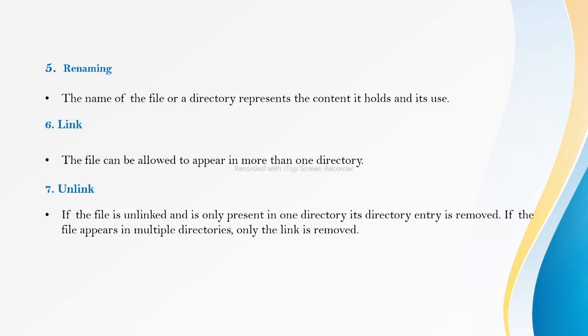In the link operation, a file can be allowed to appear in more than one directory. Here, the system call creates a link between the file and the name specified by the path where the file is to appear.